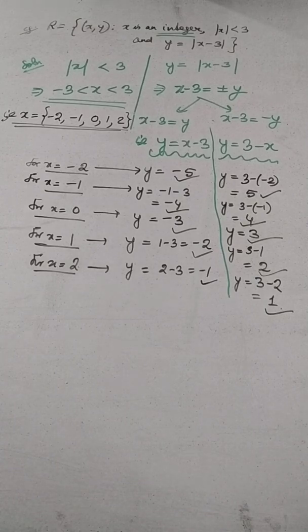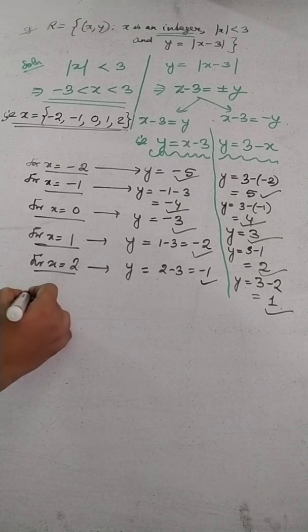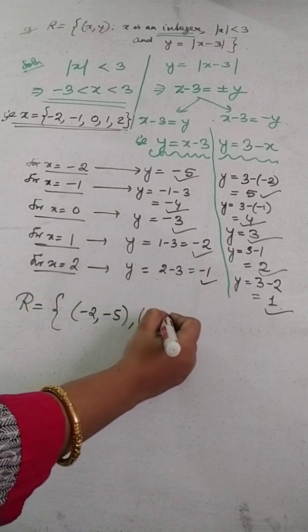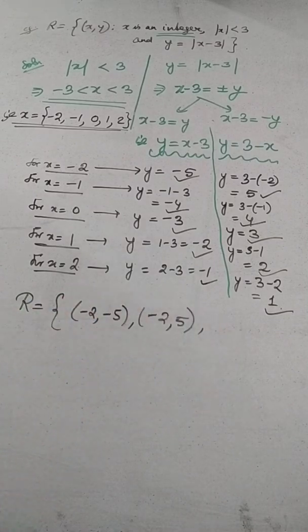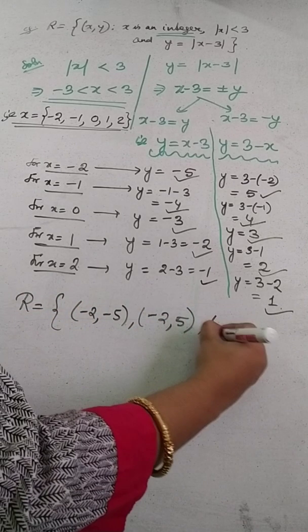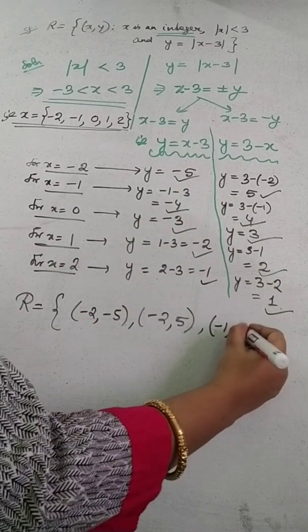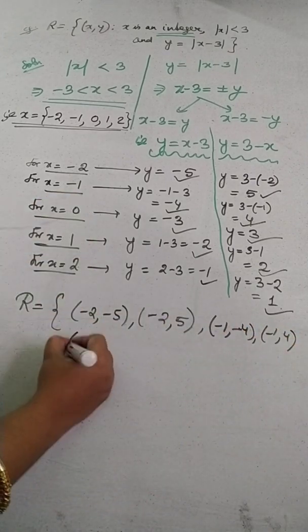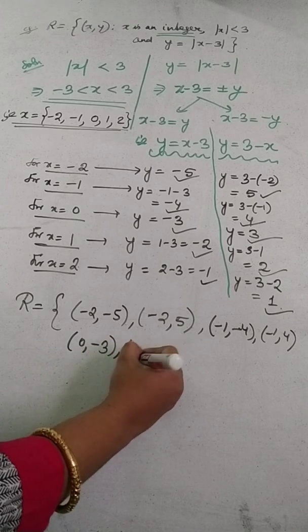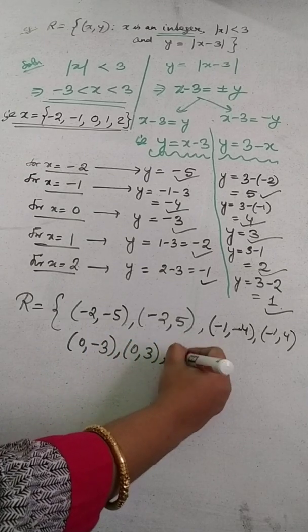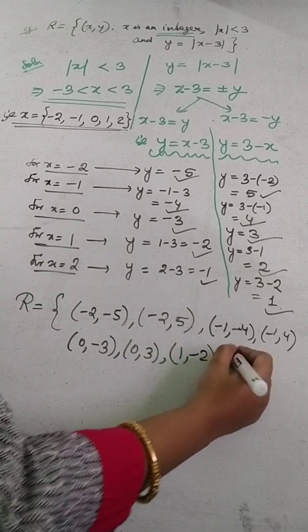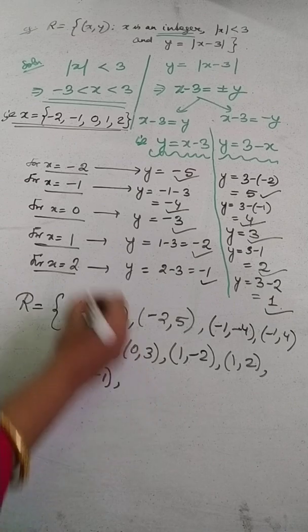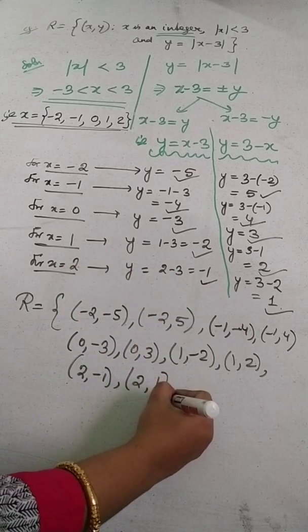So let us list it. When we are listing it, what do we get? R is equal to minus 2, minus 5; minus 2, 5. For minus 1, what did we get? Minus 4. The other value is minus 1, 4. Next, for 0: 0, minus 3; 0, 3. And for 1: 1, minus 2; 1, 2. And we got 2, minus 1; 2, 1 corresponding to 2. So this is what we have.